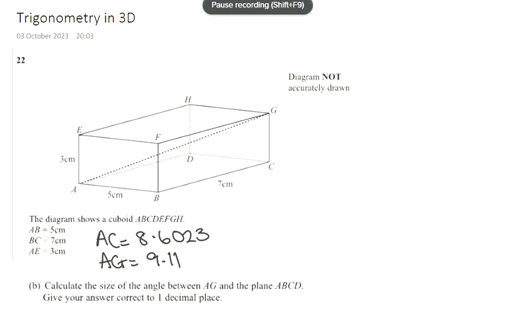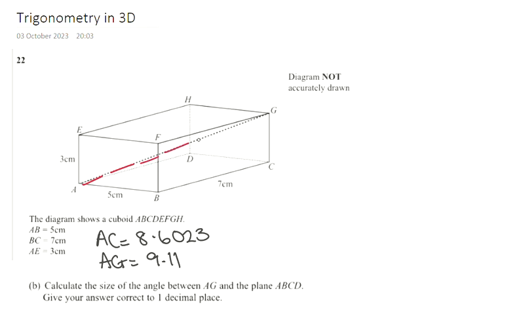Okay, so we just answered part A of this question, but now we've gone on to part B, which instead of Pythagoras in 3D is now trigonometry in 3D. So I'm just going to go over the information that we had.